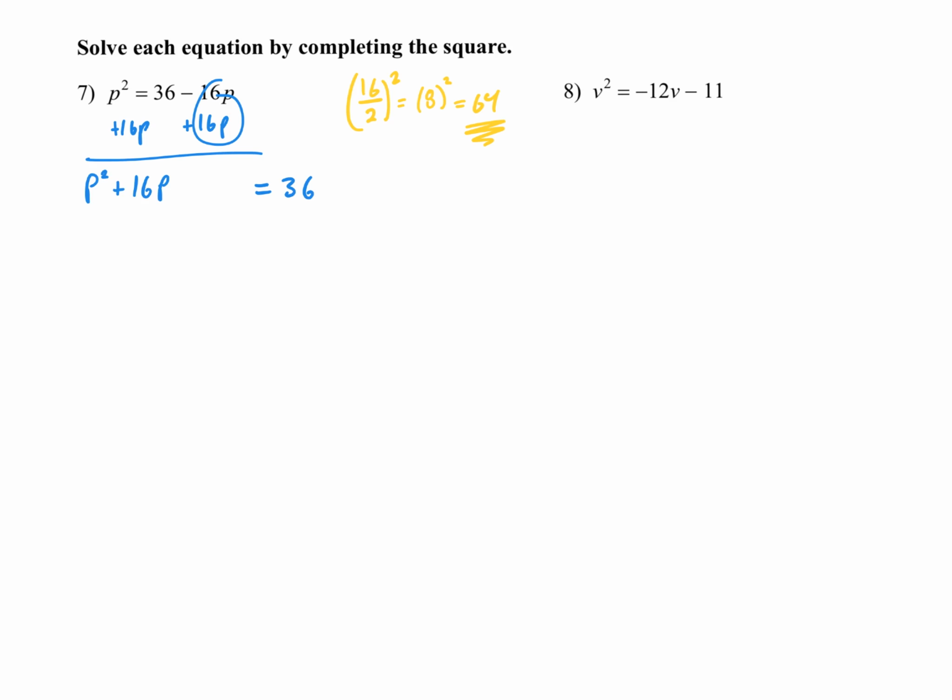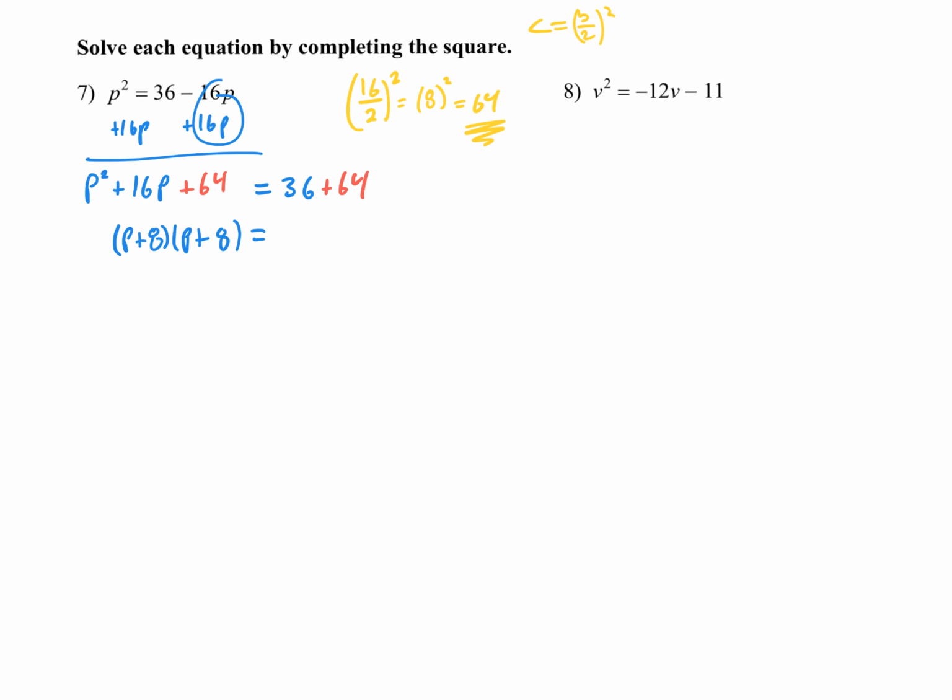So this number I just made up based off of that c should equal b over 2 squared, and my b is that 16. So the 64, I'm going to then add to both sides. I'm going to say plus 64 and plus 64. Now whenever I add the 64, that means this left-hand side is going to factor to p plus, factors of 64 that add up to 16, is going to be 8.